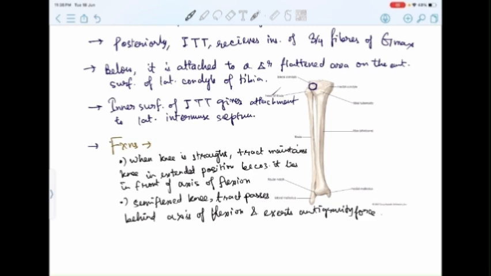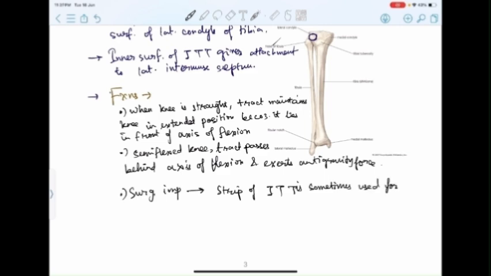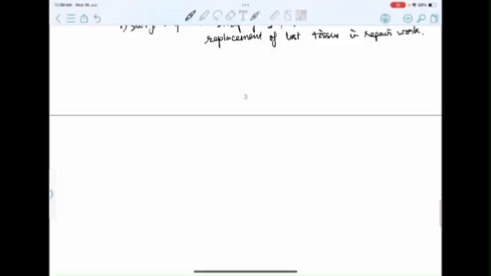Surgical importance. Strip of ITT is sometimes used for replacement of lost tissue in repair work. In any type of surgical repair work it may be used. Okay, thank you. We'll be moving on to other muscular discussions in the next lecture.